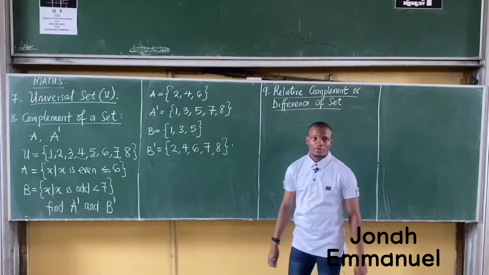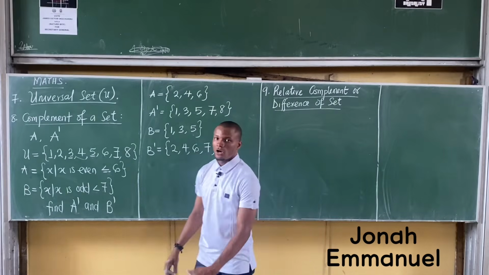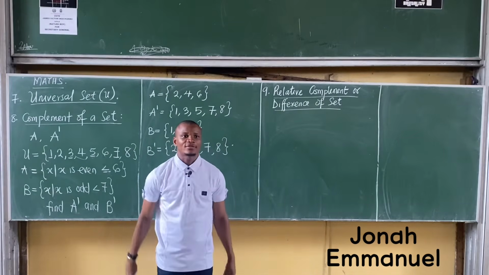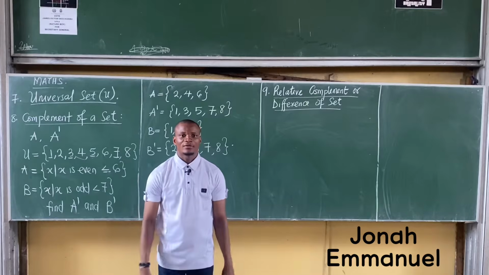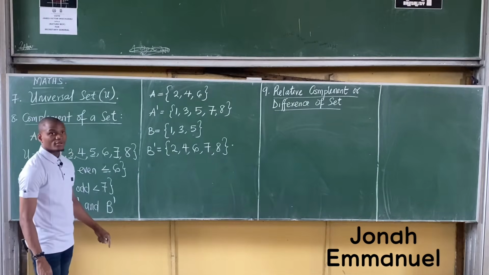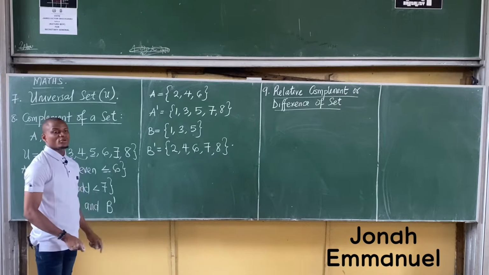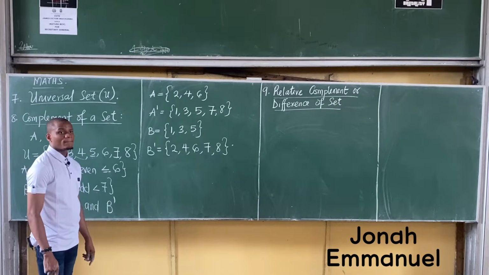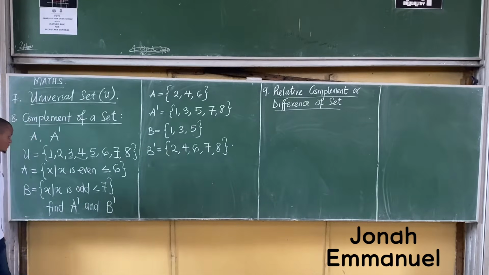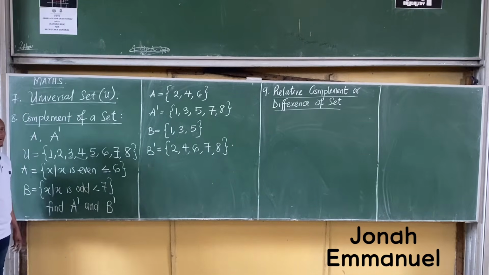Let's see relative complement or difference of sets. Who was asking? I don't get what's A prime? What's A prime? Universal set. What's a universal set? This one here. Where's your A?